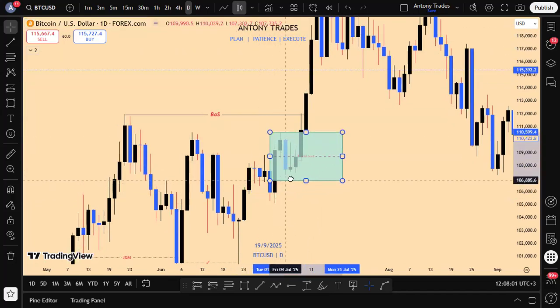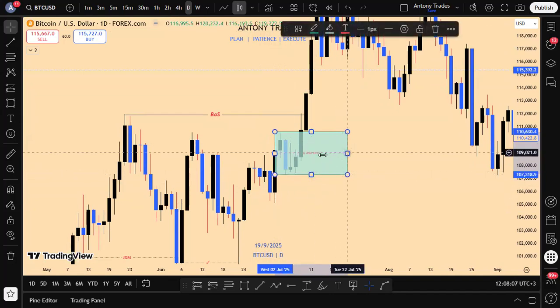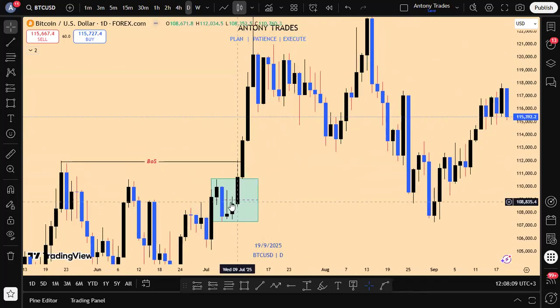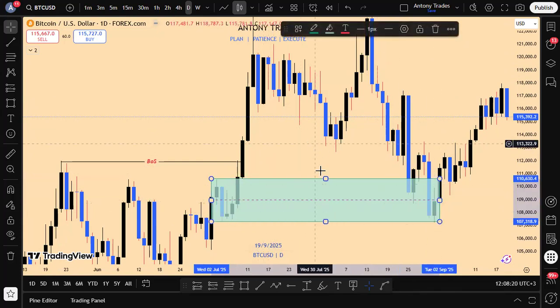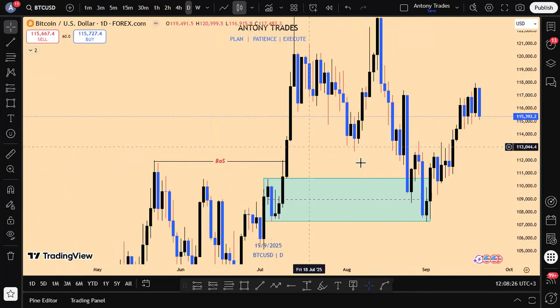Now, what is our new order flow? This is our new order flow, like this. Now, was this order flow mitigated, guys? No, this order flow was never mitigated. That means now there is high possibility that the market will come back to this order flow and mitigate it before pushing to the upside.